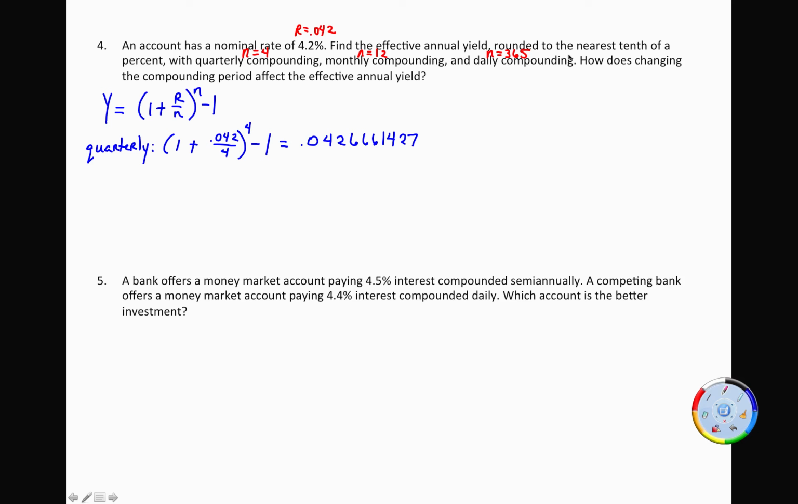Okay, now it tells me to round this to the nearest 1/10 of a percent. So the first thing I got to do is change this decimal to a percent. Because it's a decimal and I'm going to a percent, I'll move the decimal point to the right. Okay, so this is 4.26661427, and if I'm rounding to the nearest 1/10 of a percent, here's my 10th position. The number to the right tells me to make that 4.3%. Now I'm going to do it for monthly.